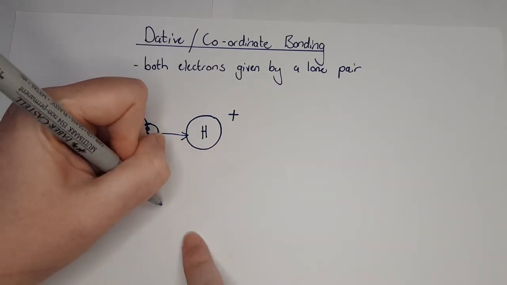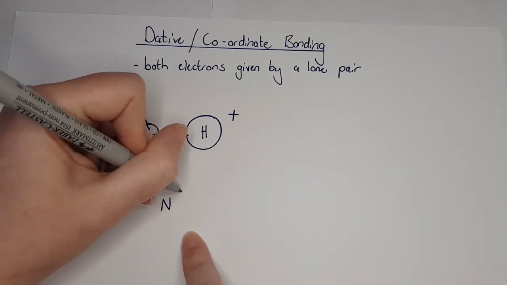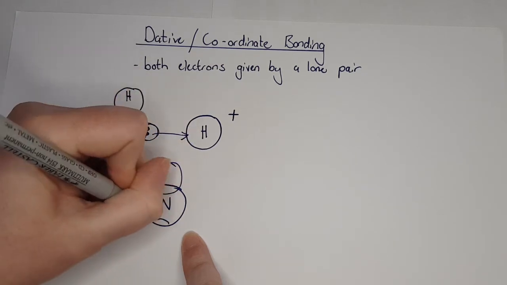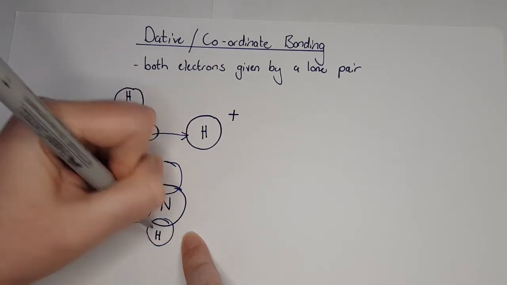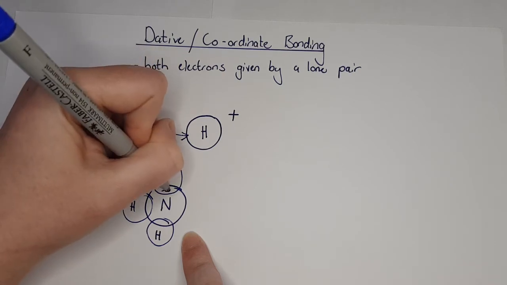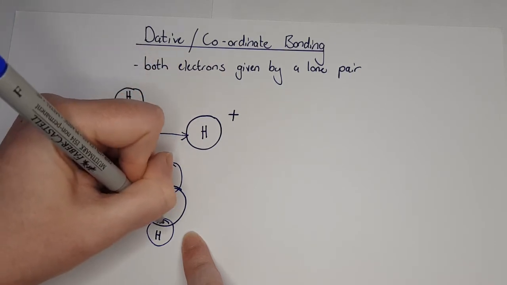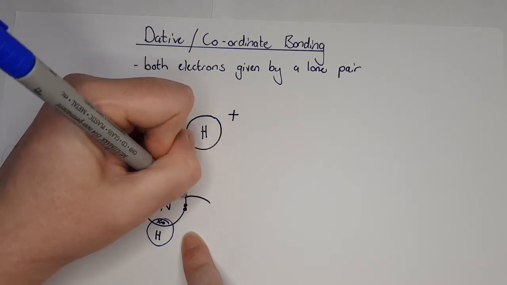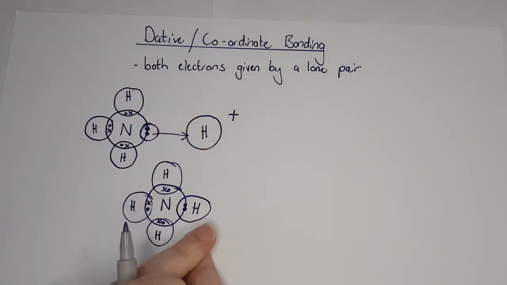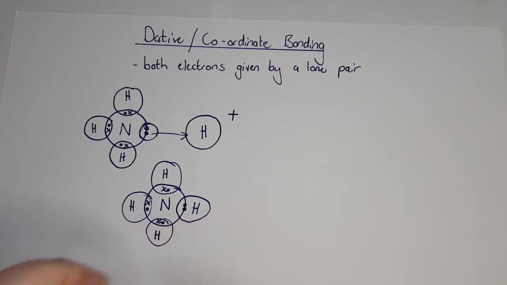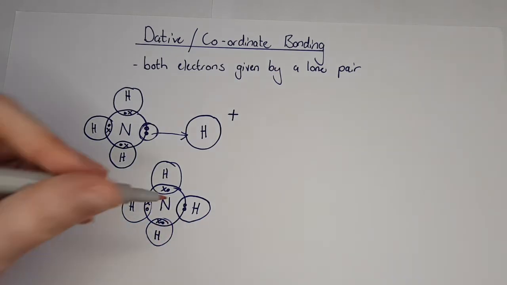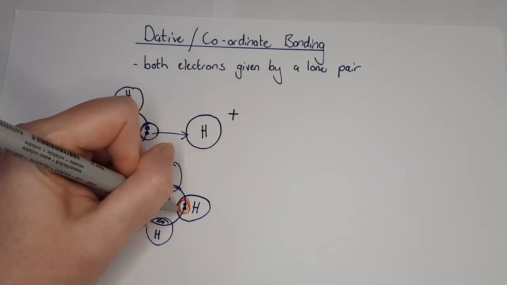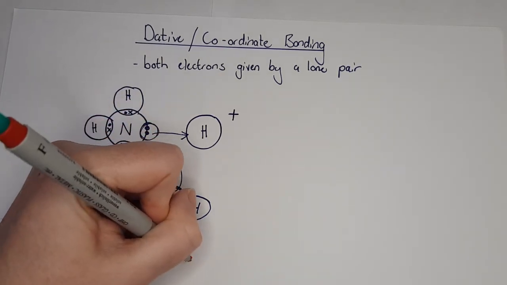So we can have that nitrogen bonded with its 3 hydrogens that it's already got. And then that last lone pair is going to share with the hydrogen that doesn't have it. So this bond, where there's 2 of the same, is now my dative or coordinate bond.